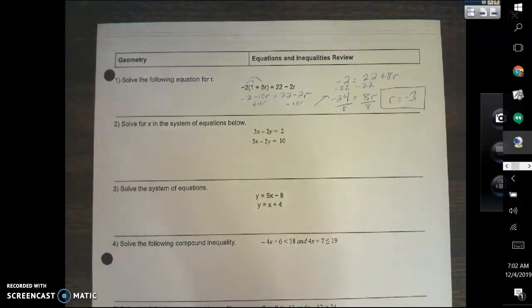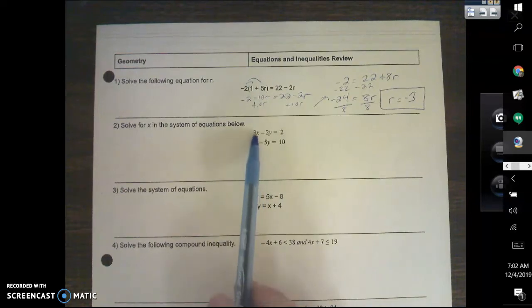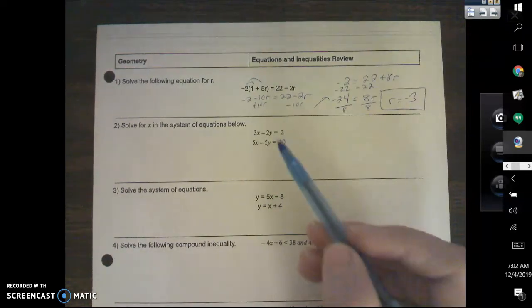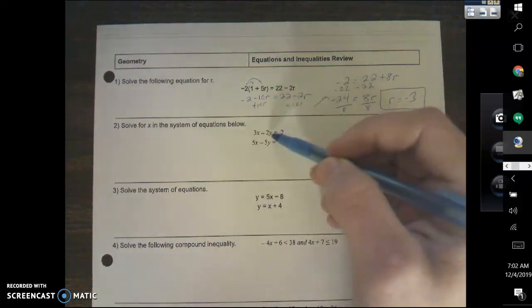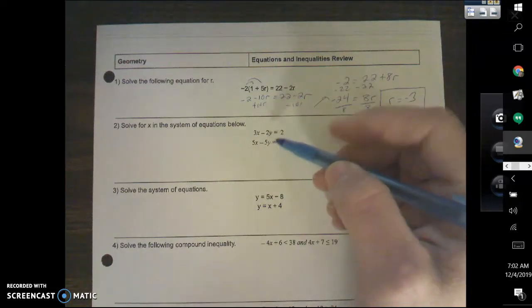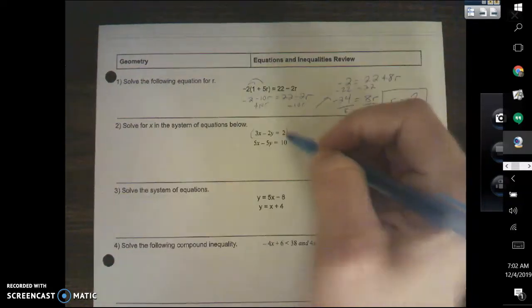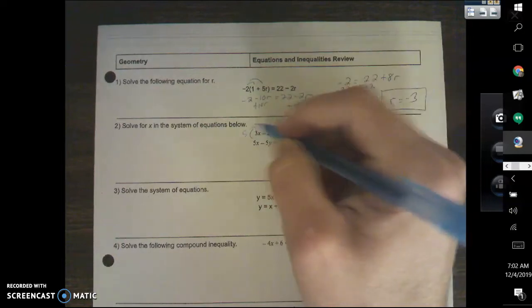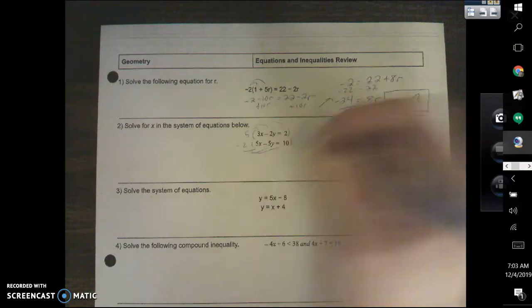Alright, solve for x in the following systems. You have different things you could do here, but I want to try and get my x's and my y's to match up. So I'm going to try and get my y's to match up. Between 2 and 5, what I want is for them to get to 10. So I can multiply the top by 5, the whole thing, and the bottom one by -2.